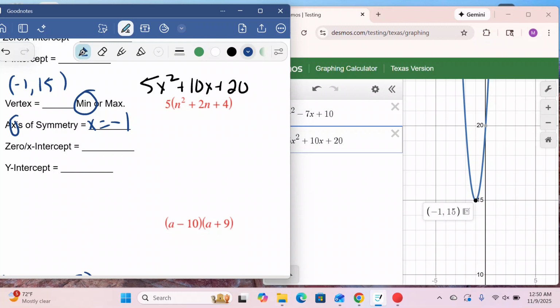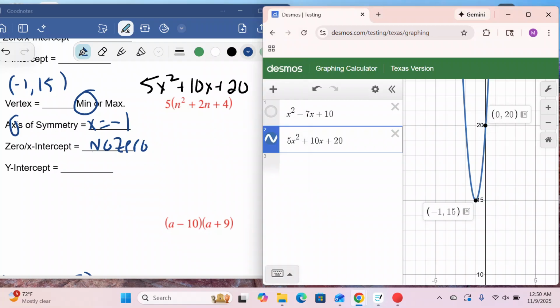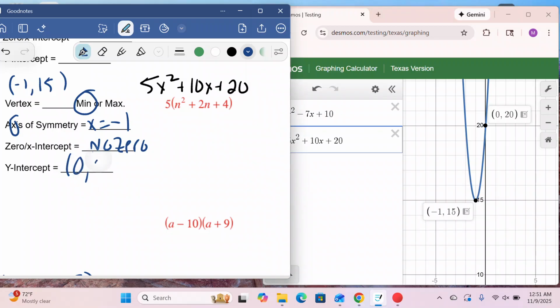On my zeros, or my x-intercepts, there are none, because it does not cross my x-axis at any time. I do have a y-intercept. If I click on this, I can find my y-intercept. My parabola crosses the y-axis at 0, 20. So those are the characteristics of this parabola.